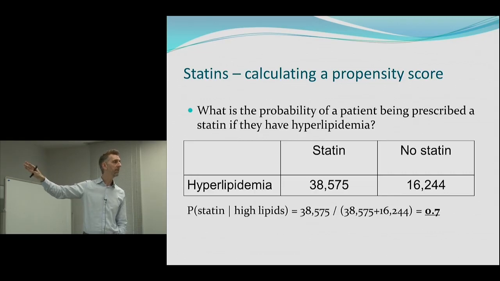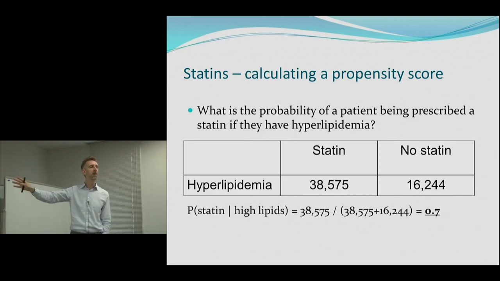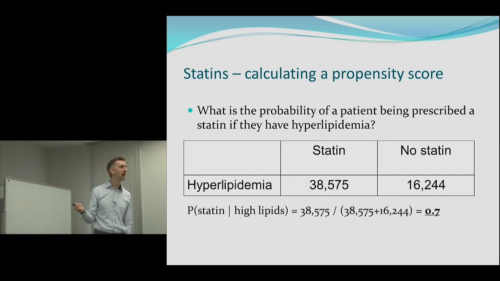So that includes the people who are not prescribed a statin, okay? This is a really, really important point to get: everybody with high lipids would have a propensity score of 0.7. Some of them will have got a statin, some of them won't have got a statin, okay? But that would be the score for everybody with high lipids.